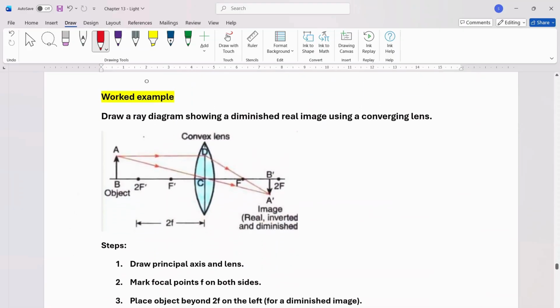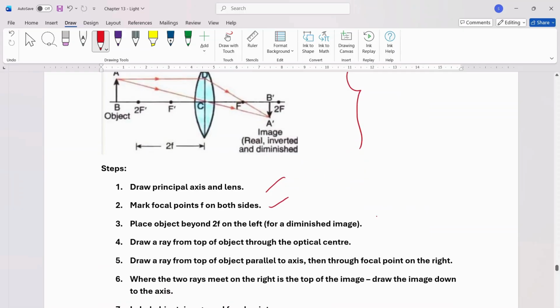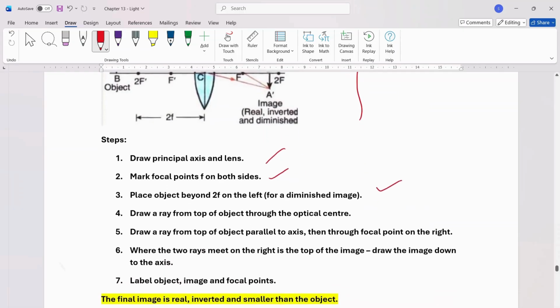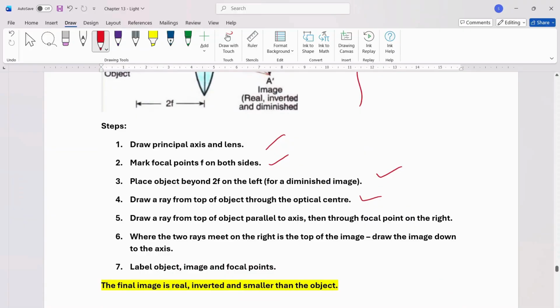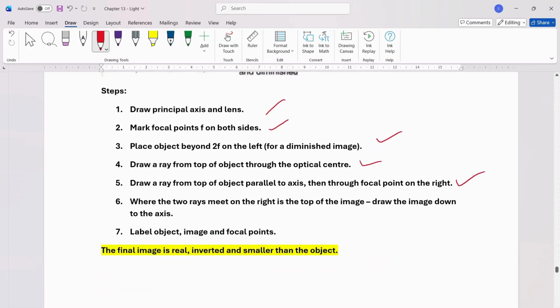Draw a ray diagram showing a diminished real image using a converging lens. So a diagram can be like this. Draw the principal axis and lens. Mark focal points F on both sides. Place the object beyond 2F on the left. Draw a ray from the top of the object through the optical center. Draw a ray from the top of the object parallel to the axis, then through the focal point on the right.